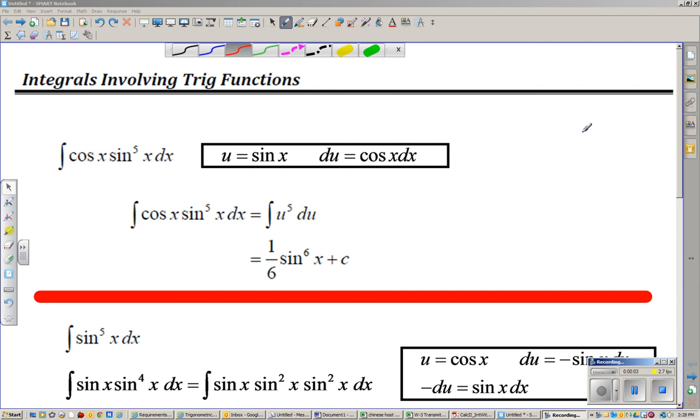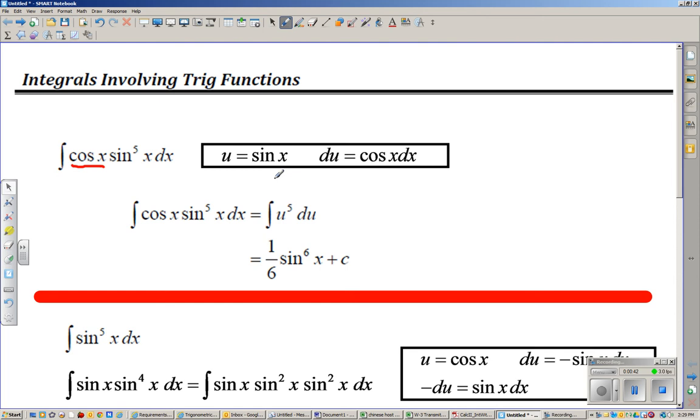Let's talk about some integrals that involve trig functions, and there are basically some forms to look at. The first type we're going to look at involves sine and cosine, and either one or both functions, sine and cosine, are raised to odd powers. For instance, this one's sort of ready to go in that it's got this loner, as I like to call it, cosine.